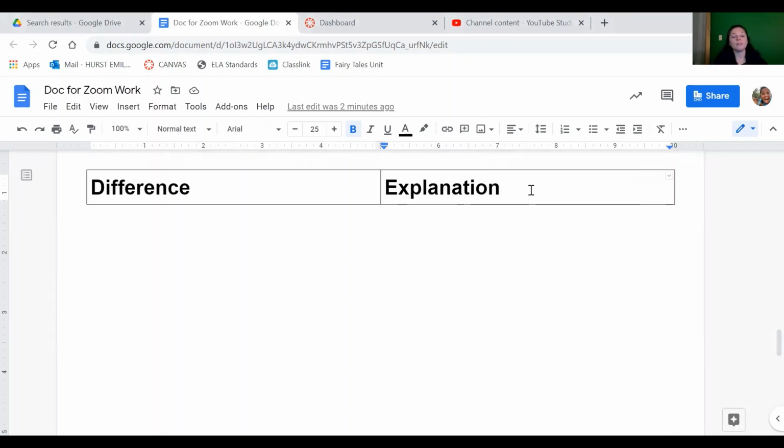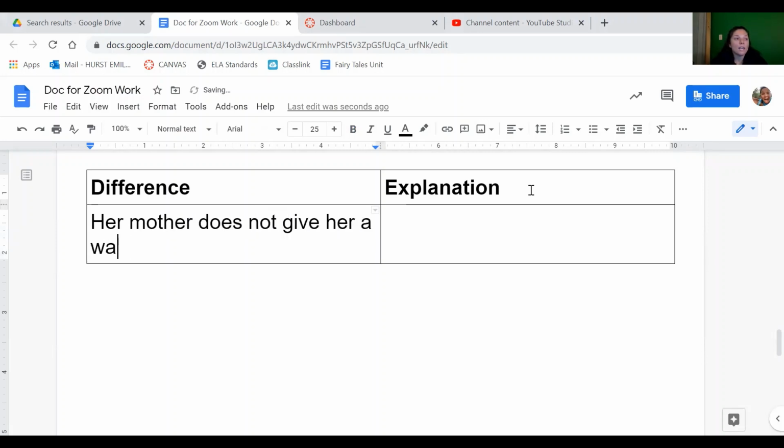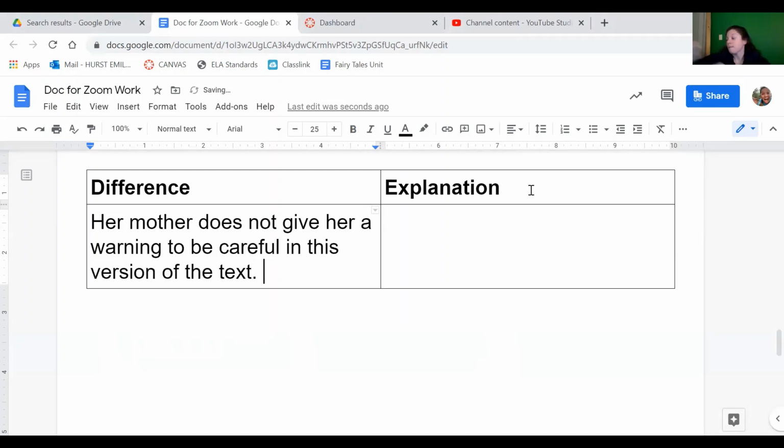All right, like I said, we're going to be looking at the differences in the two texts and thinking about, does that make the theme more obvious or less obvious? So we're going to think about some pretty big differences. We're not going to think about wording differences, but actual plot differences. So the first one I noticed was that her mother does not give her a warning to be careful in this version of the text. So I have both texts right here.